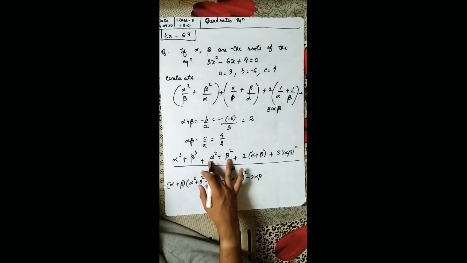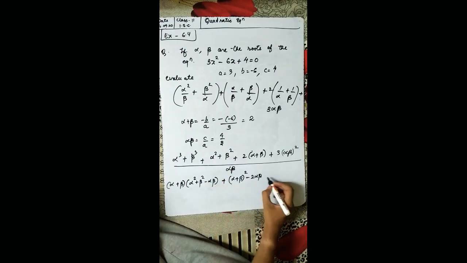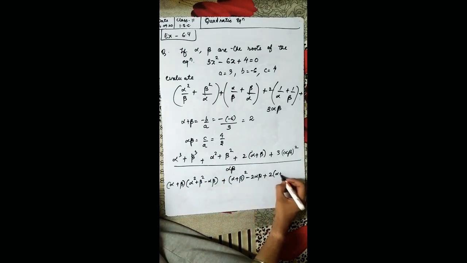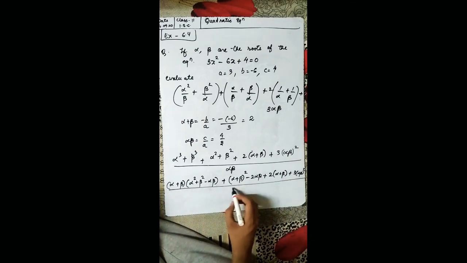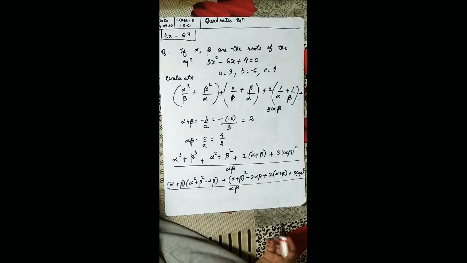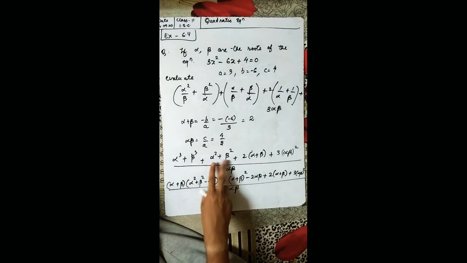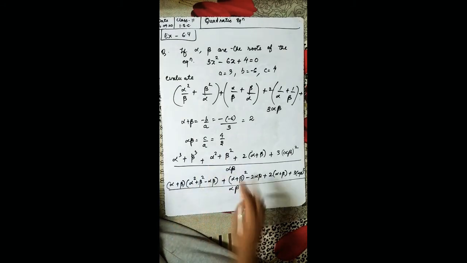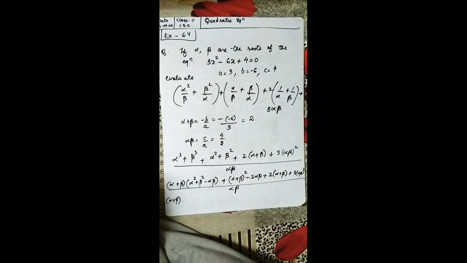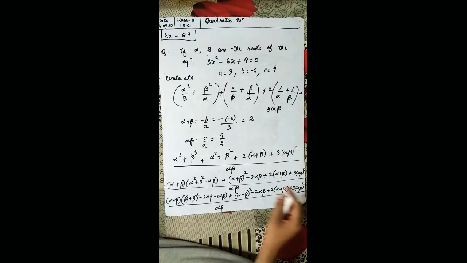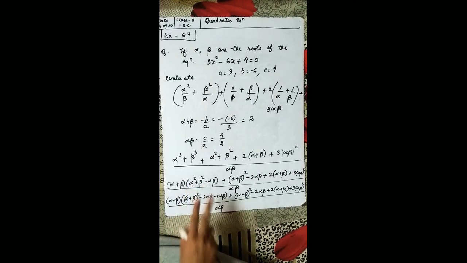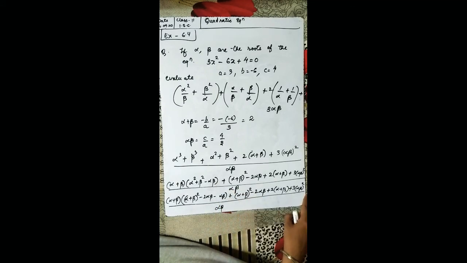In the very starting I have stated how this can be this one, plus 2 times of alpha plus beta, and plus 3 times of alpha beta the whole square, whole upon alpha beta. Now again, in place of alpha square plus beta square, we again put alpha plus beta the whole square minus 2 times of alpha beta, and this upon alpha into beta, and plus the same all the things.